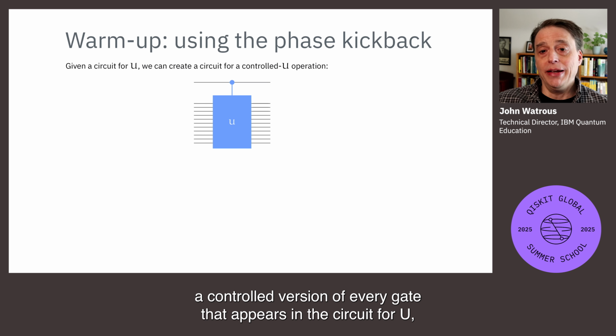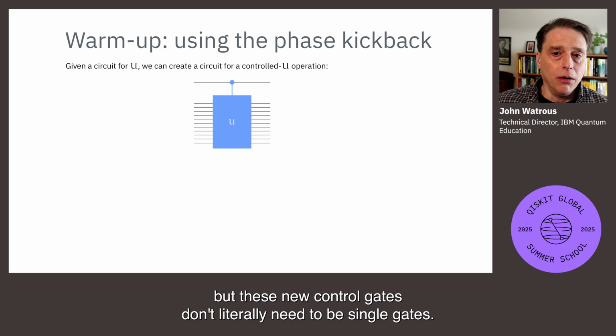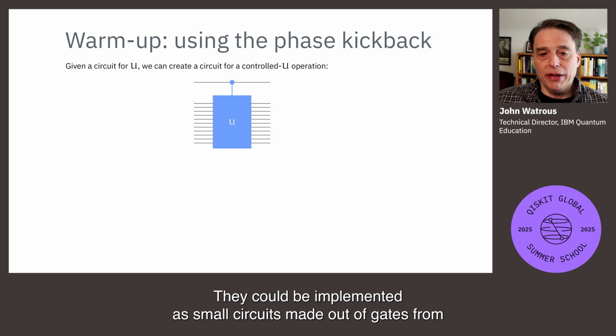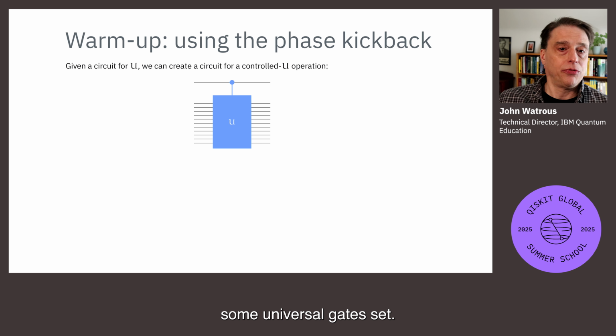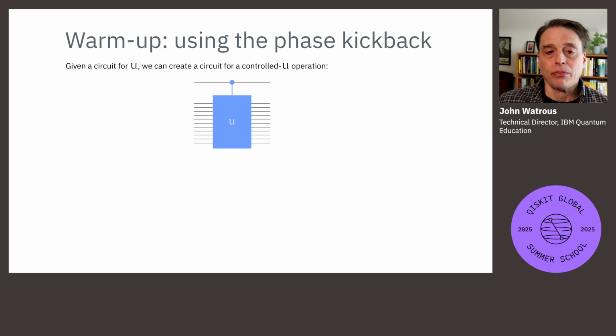That means that we're going to need a controlled version of every gate that appears in the circuit for U, but these new controlled gates don't literally need to be single gates. They could be implemented as small circuits made out of gates from some universal gate set.